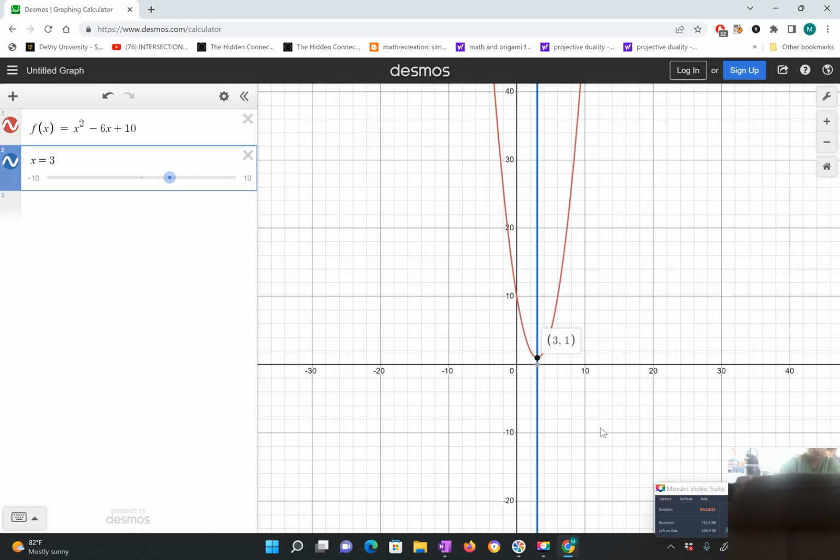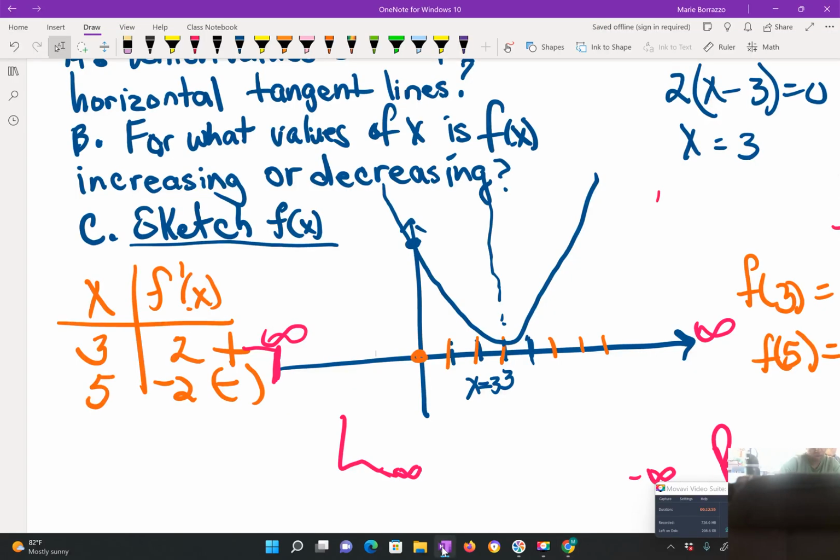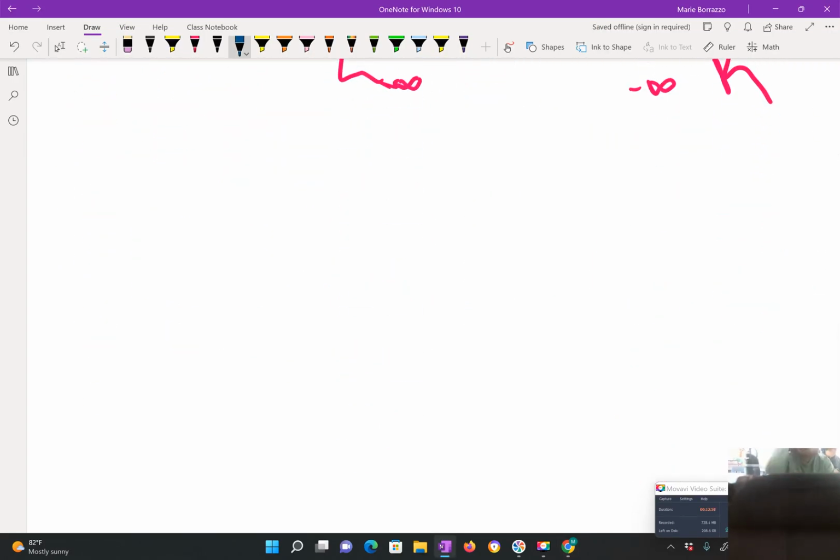Need a refresher? Quick refresher? Okay. So let's go back here. We have the function itself, f of x equals x squared minus 6x plus 10.